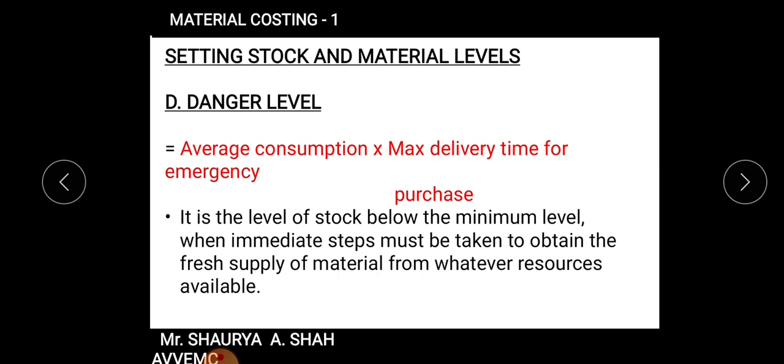So I hope everyone is clear with this formula also, dear students. Just note it down. Danger level: average consumption into maximum delivery time for emergency purchase. I suppose now the students will be clear with all four formulas. Fine, moving on.